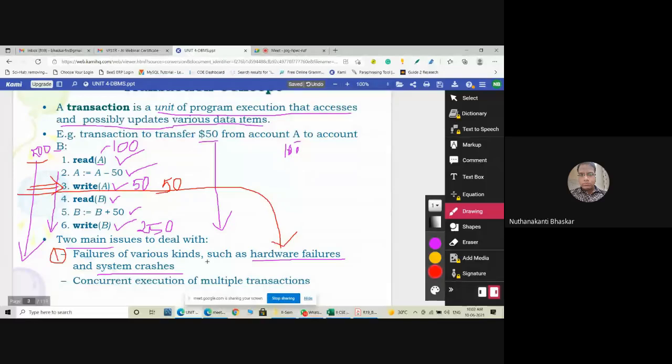Yes or no? We deducted $50 from A's account or not? Yes, sir. But we did not transfer that deducted $50 to B's account. Yes or no? B cannot receive it. Yes, sir. Then who is going to lose the money?